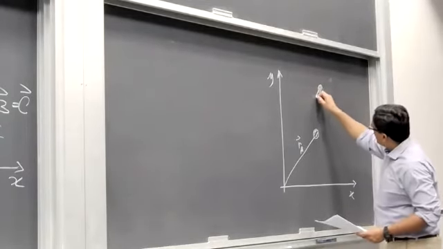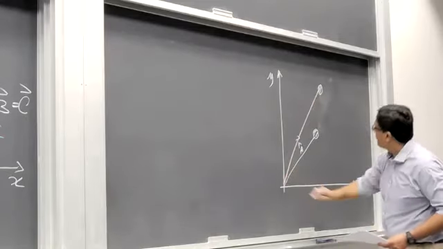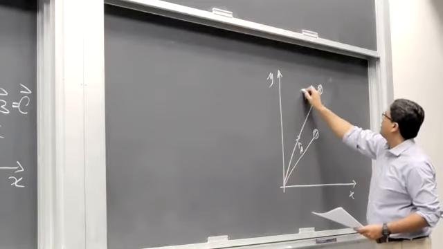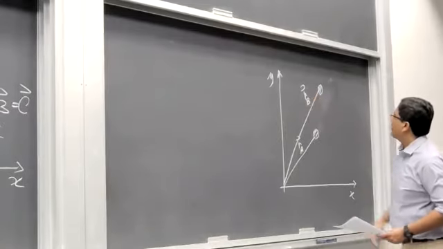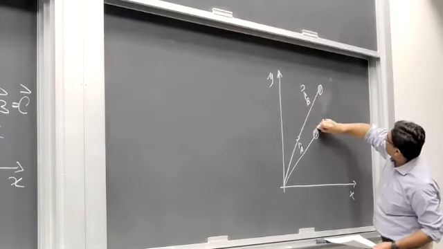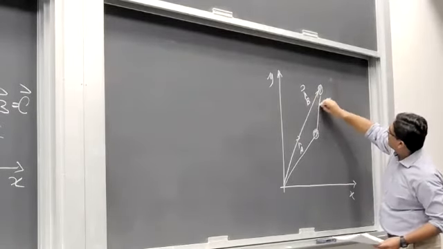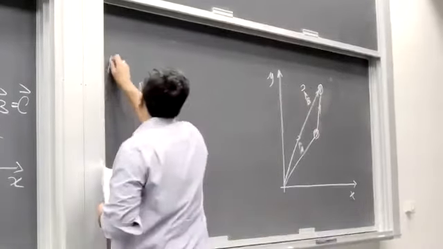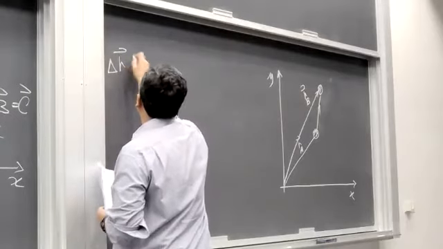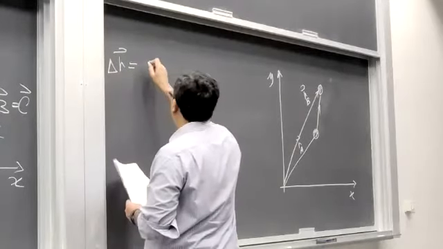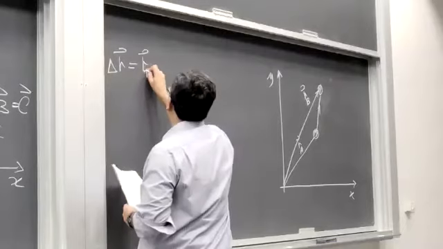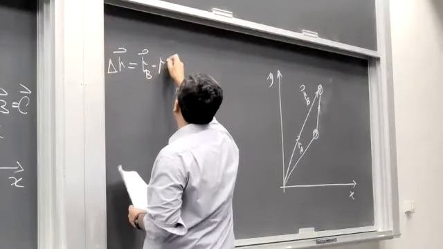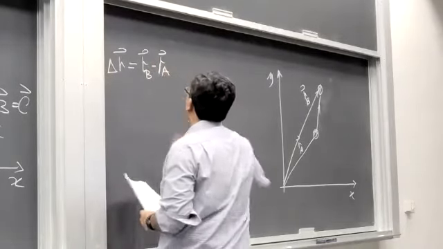And its next position is RB. All right. So this is RB. Now the displacement, this quantity here, is simply delta R, RB minus RA. All right.